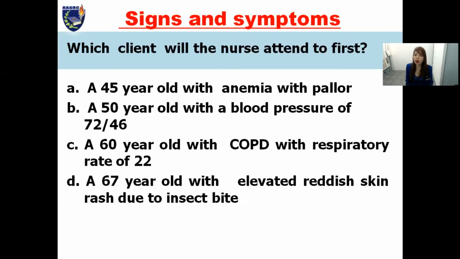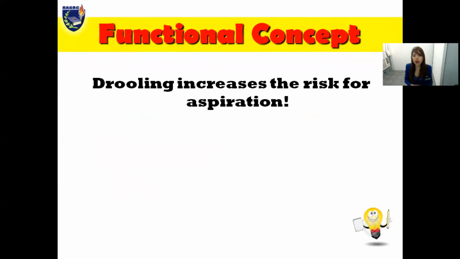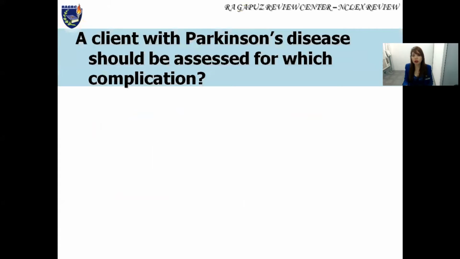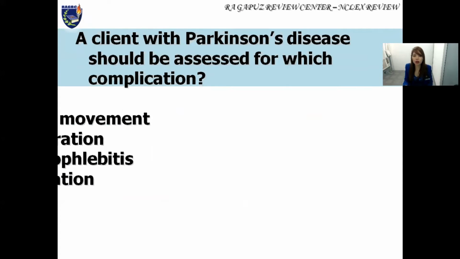So therefore, what would be our answer? You're right. Letter B, 50-year-old with blood pressure of 72/46, because that is an indication of circulatory collapse. It is so easy, isn't it? Okay, let's move further. Drooling, another functional concept. Drooling increases the risk for aspiration. So therefore, a client with Parkinson's disease should be assessed for which complication?